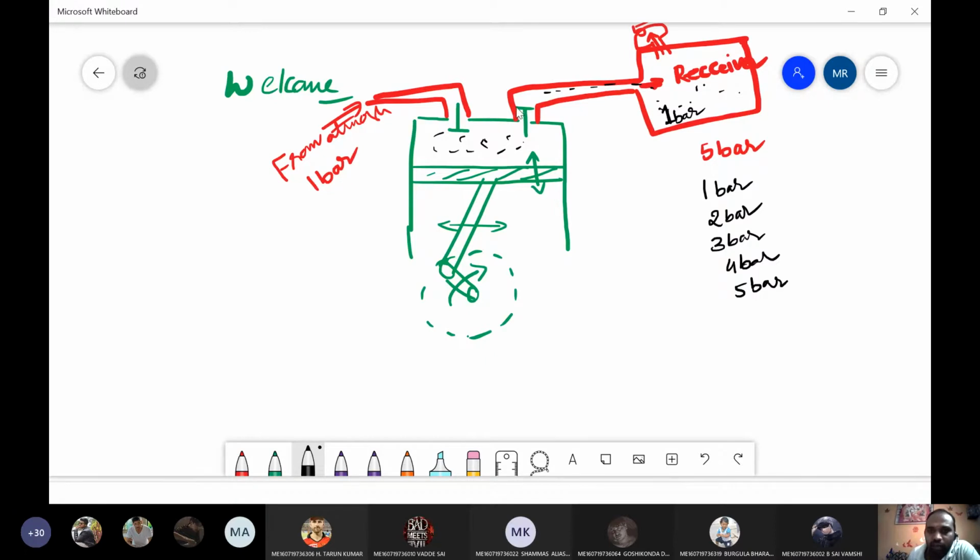So when will this delivery valve open, tell me. Let us say the air is already present within the air compressor at a pressure of 1 bar. Now suction is completed and it is doing compression. At what point will this delivery valve open? Once the pressure inside the cylinder is greater than 1 bar, only then will this delivery valve open, and thereby the air will go to the receiver tank. Is it okay?